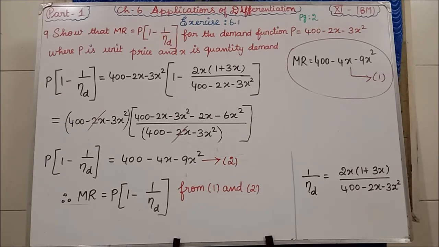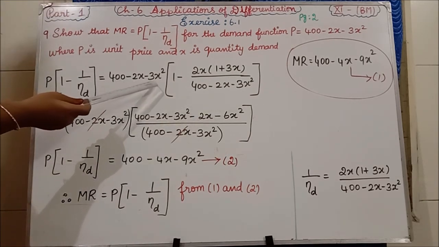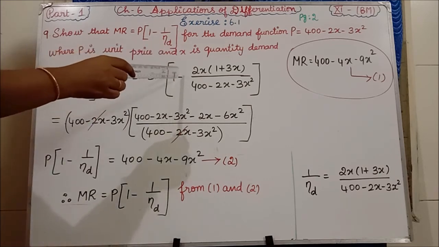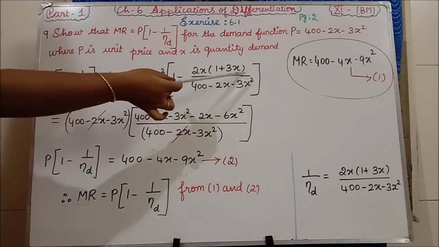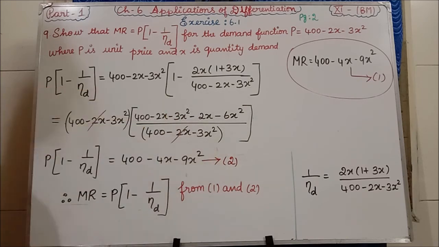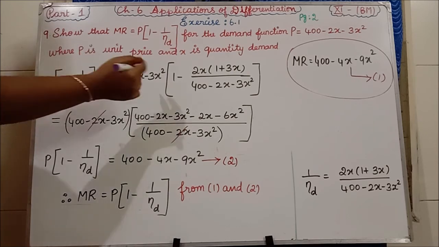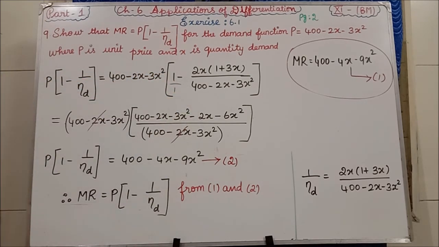Now what is the right hand side they have given in the question? P into (1 - 1 divided by eta d). So the unit price value in the question is 400 - 2x - 3x², times (1 - 1 divided by eta d value). See down what we are having: 2x into (1 + 3x) divided by (400 - 2x - 3x²). Now if you see here, do you have a denominator for 1? We are not having, so you consider 1 there, and we have to do the cross multiplication. See, I have done the cross multiplication.